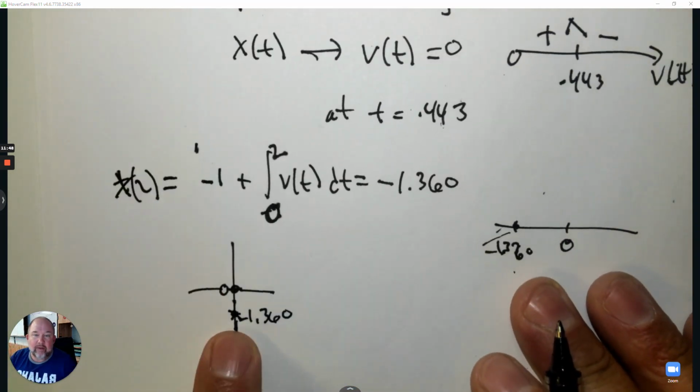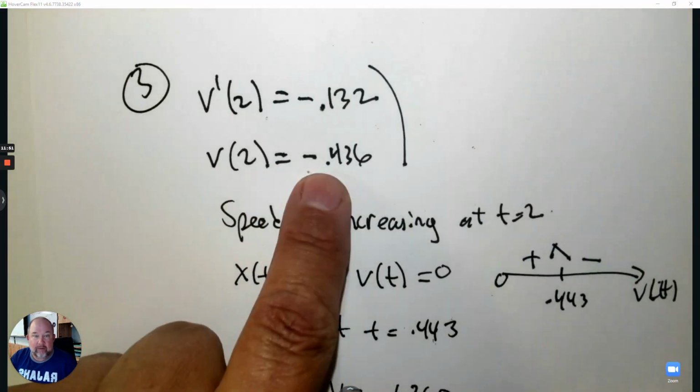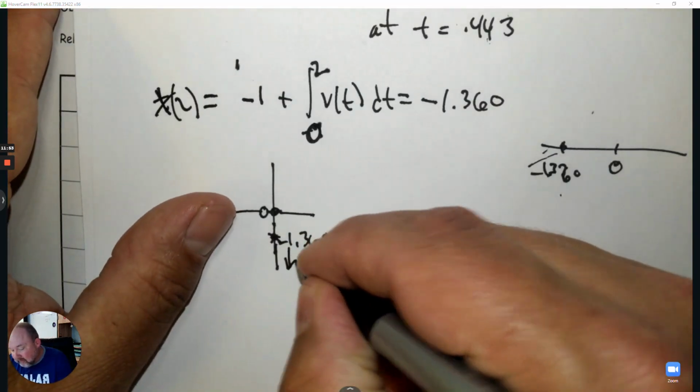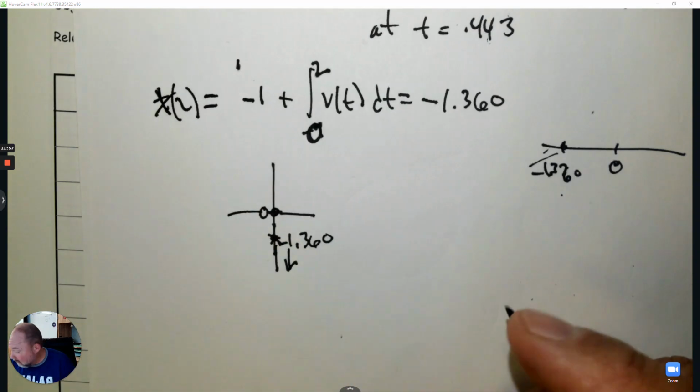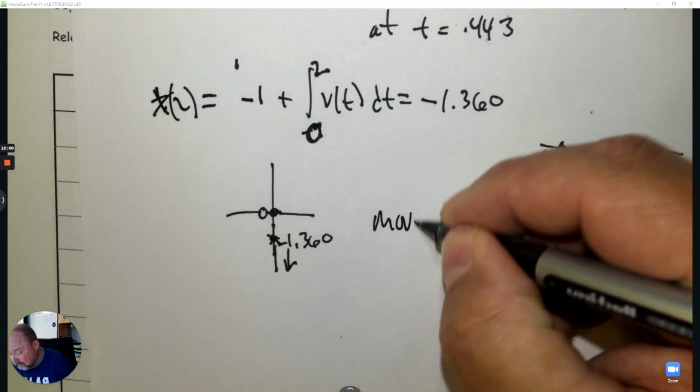So is it going to go up or down? So what's the velocity at 2? It's negative, right? So the direction it's going, it's negative already and it's going down. So is that going away or towards? And the answer is it's moving away.